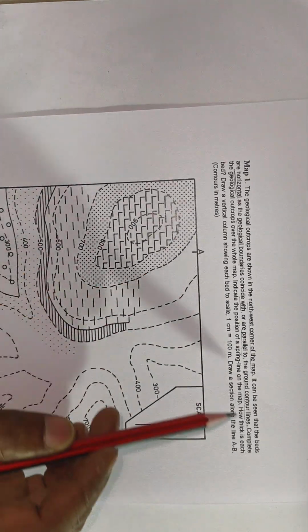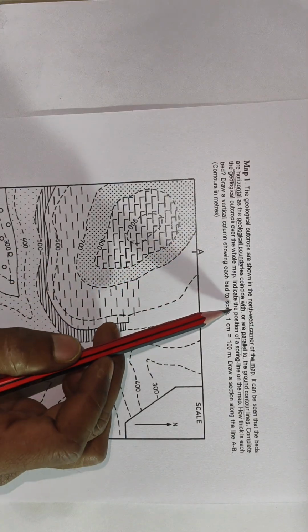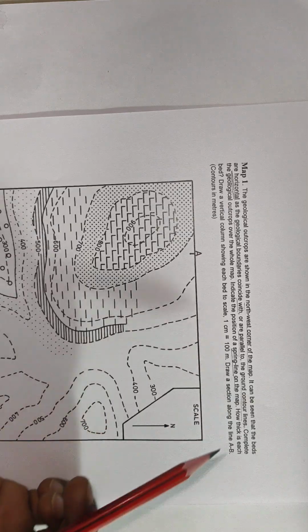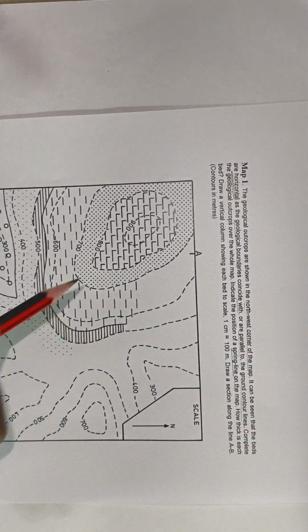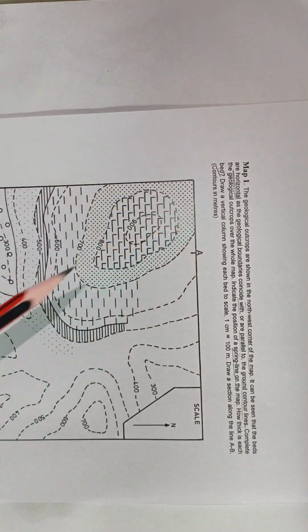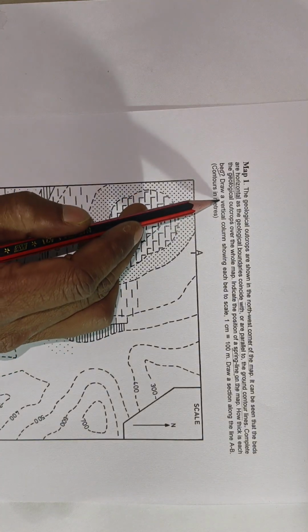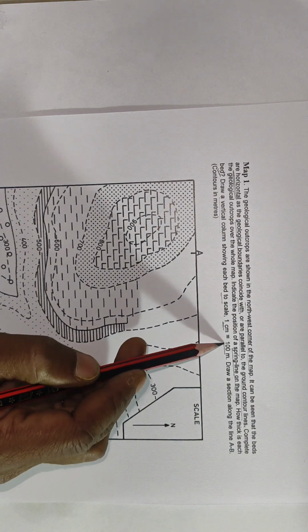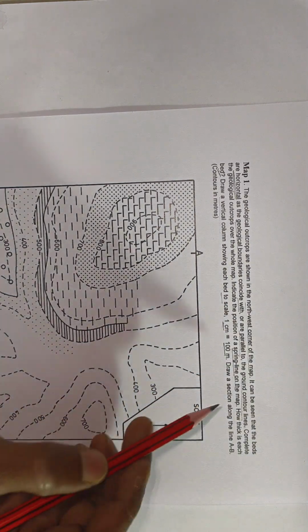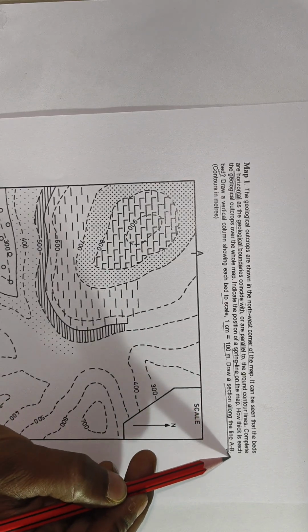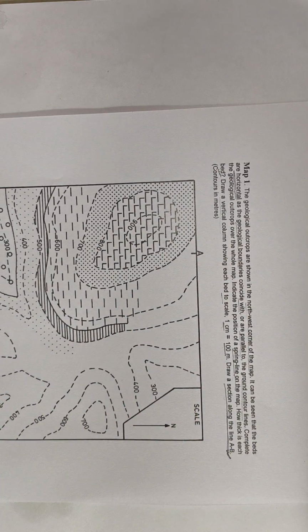Next one is to indicate the position of the spring line on the map. Next we have to find out the spring line with the help of rock type. Next, how thick is each bed? Also we will calculate the thickness of each bed. The next one is to draw a vertical column showing each bed to scale, 1 centimeter equal to 100 meters, and the last one is to draw a section along the line AB.